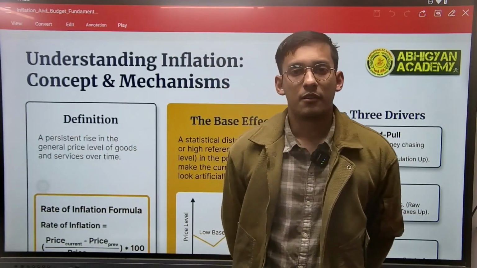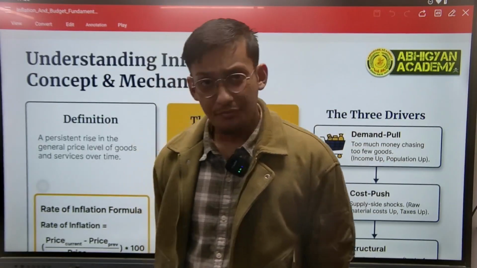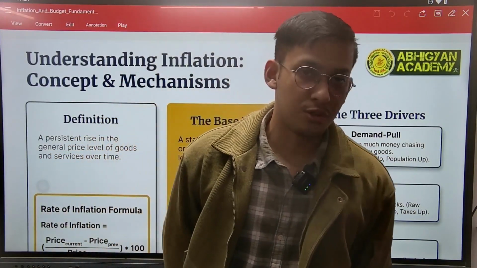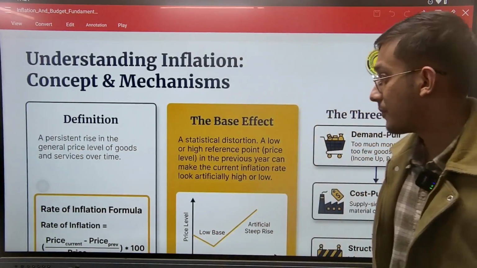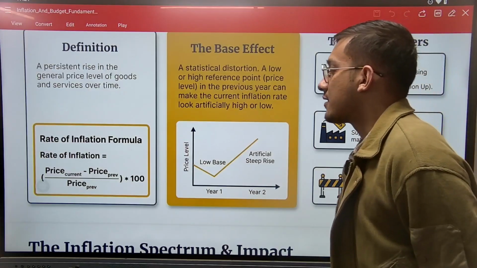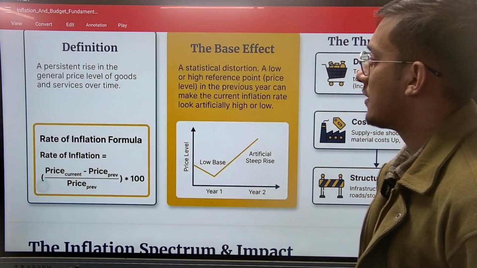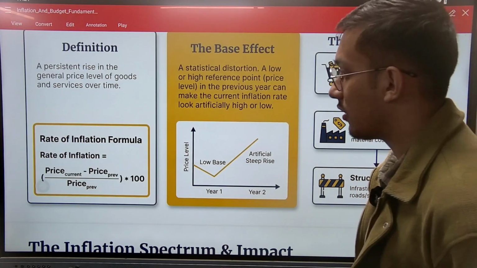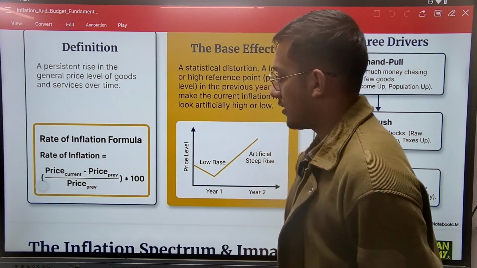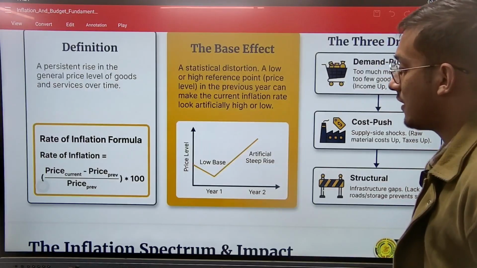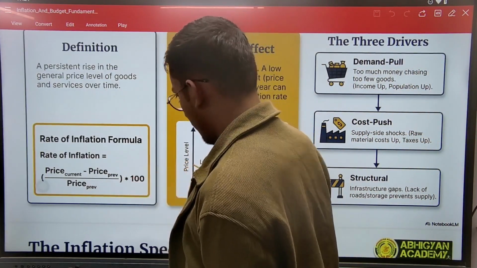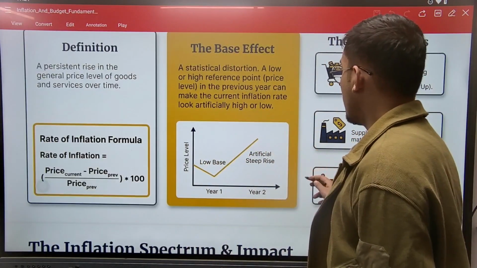So let me start this lecture with the definition of inflation. Here we can see the inflation definition: a persistent rise in the general price level of goods and services over time is defined as inflation. Rate of inflation formula: the rate of inflation is the current price minus the previous price, divided by the previous price, multiplied by 100.